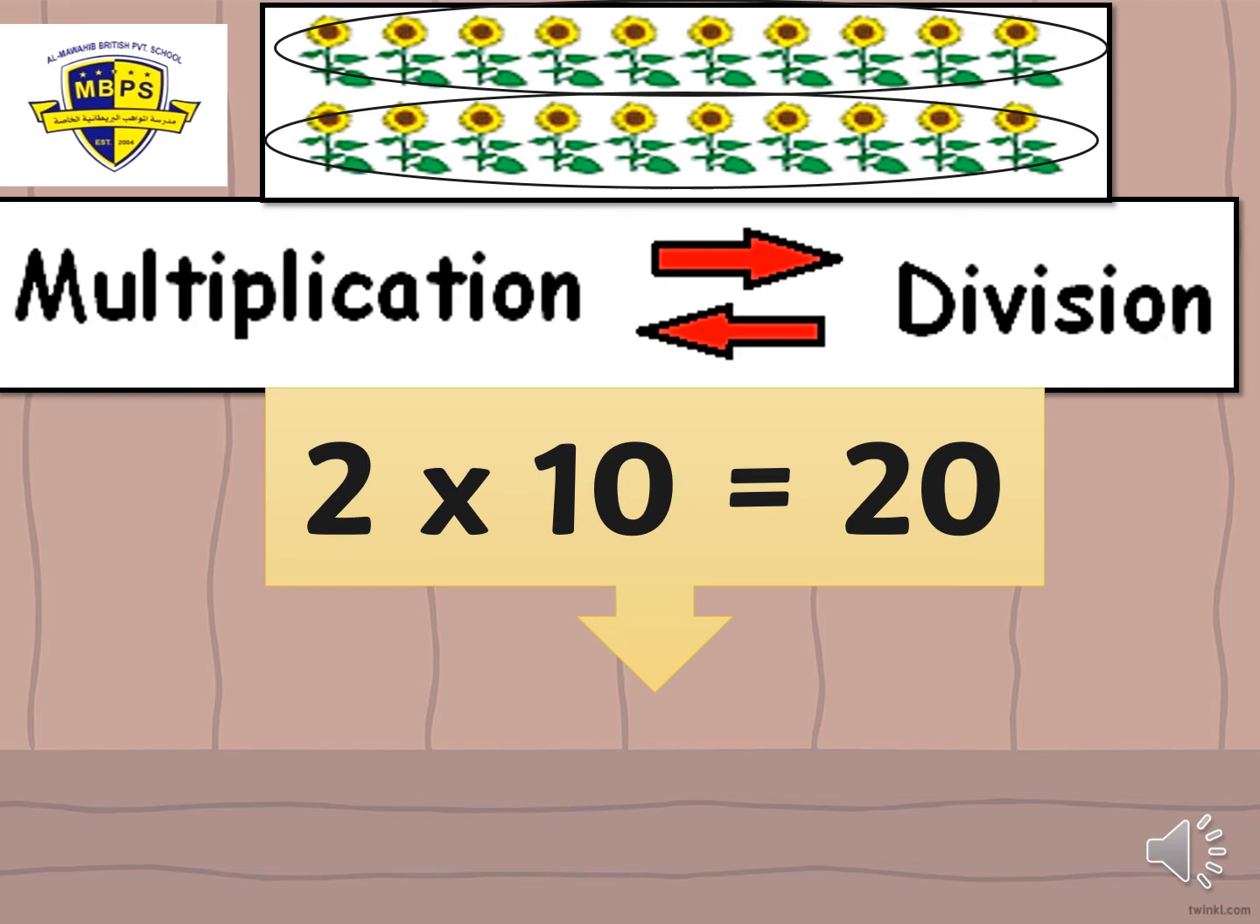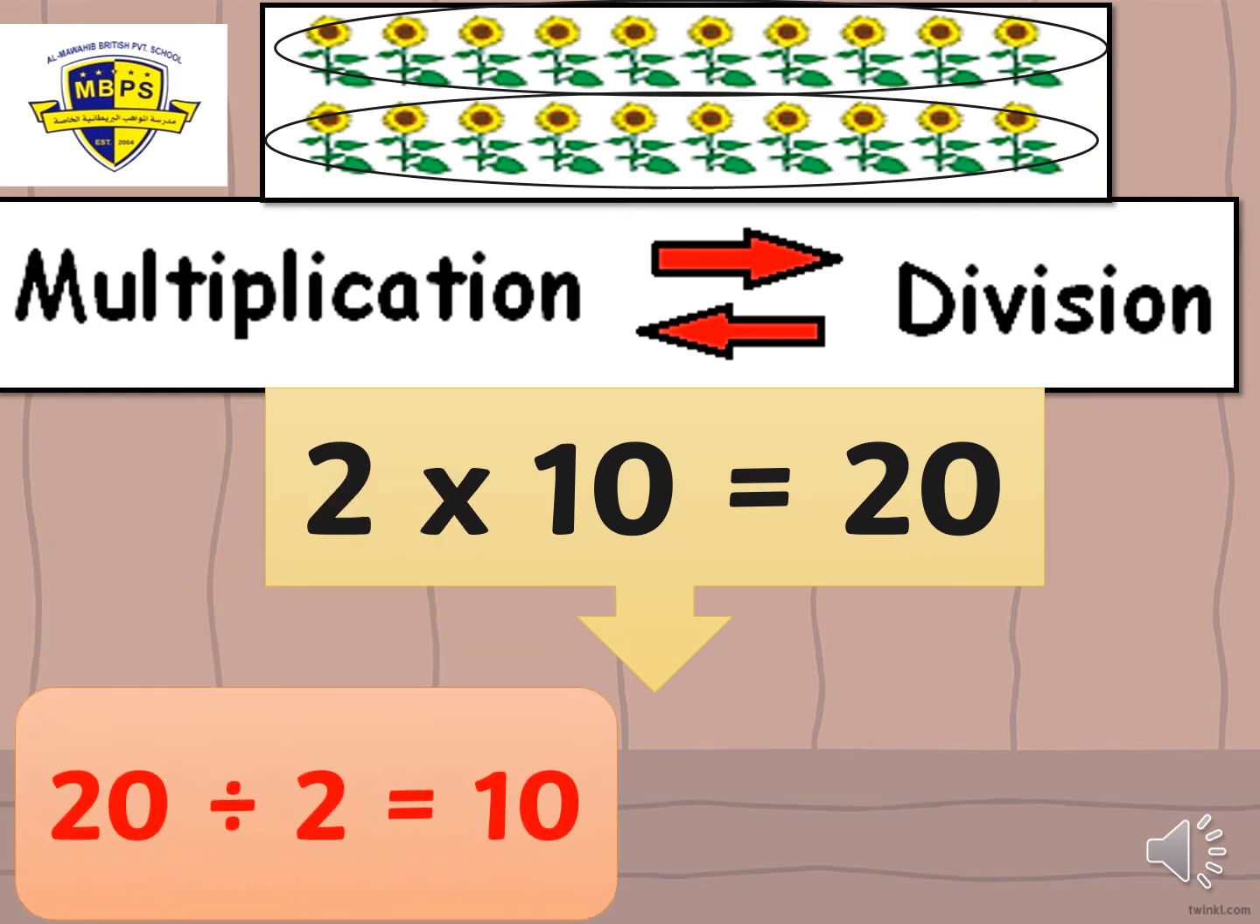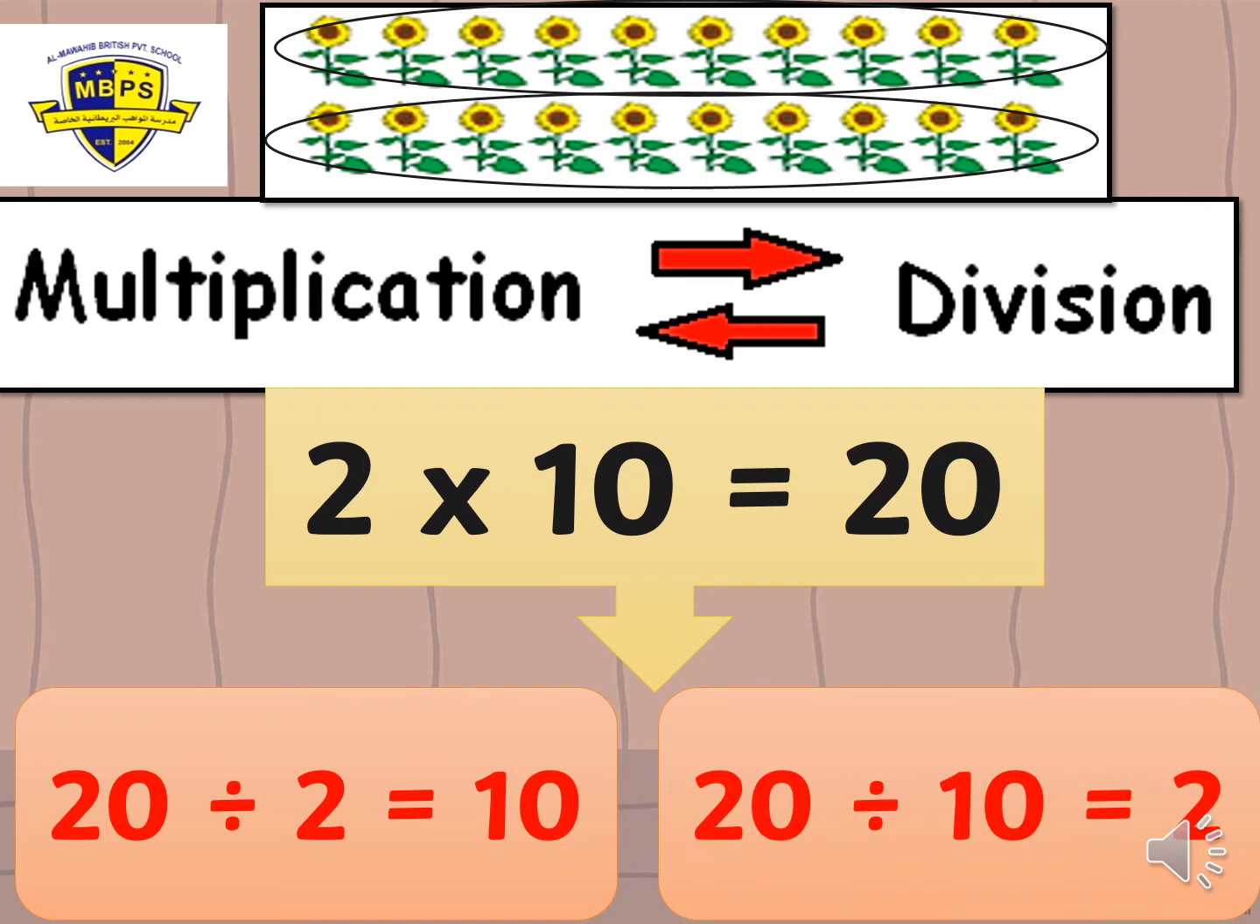Do you remember how we write the division sentence? What we should start with? Very good. I will start with the total number, which is 20, divided by the number of groups, which are 2, equal how many in each group? 10. Or I can change and start again with the total number, 20, divided by how many in each group? 10, equal the number of groups, 2. So this is how I can write the division sentence out of the multiplication sentence.